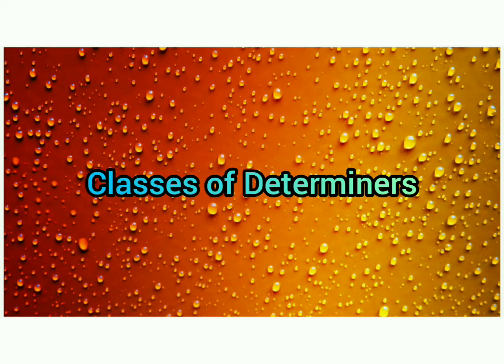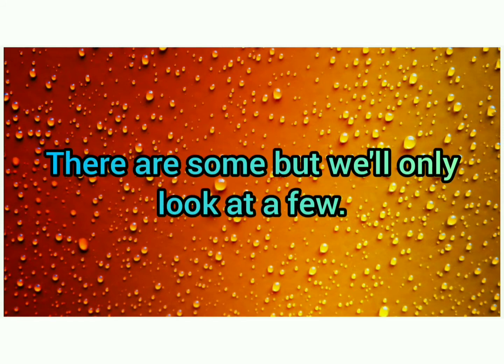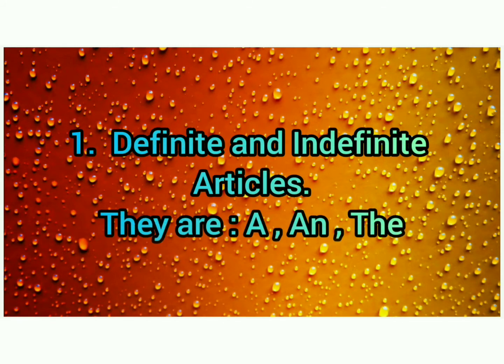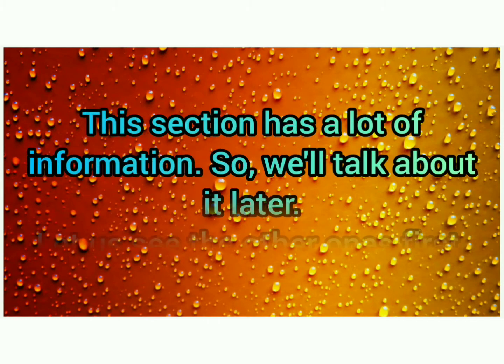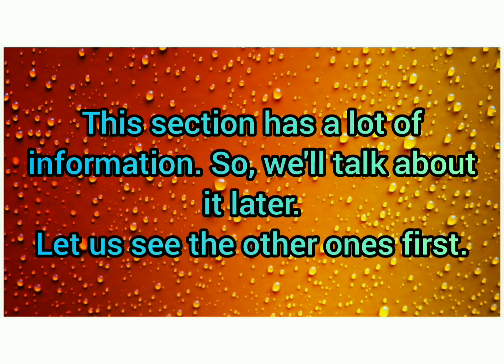Classes of determiners. There are some, but we'll only look at a few. 1. Definite and indefinite articles. They are a and the. This section has a lot of information, so we'll talk about it later. Let us see the other ones first.